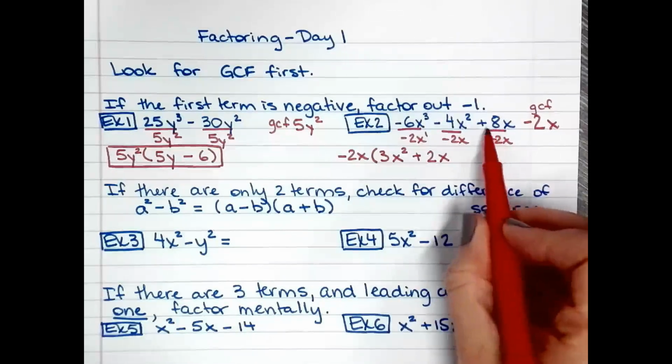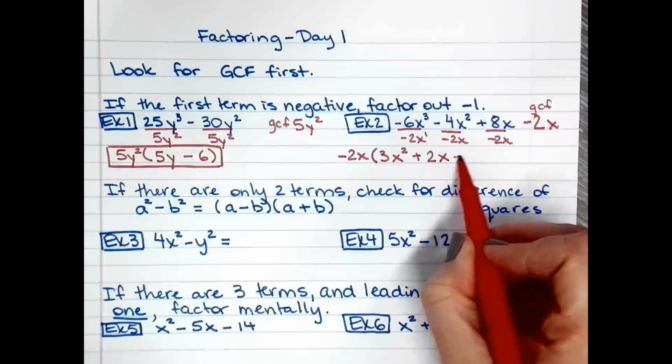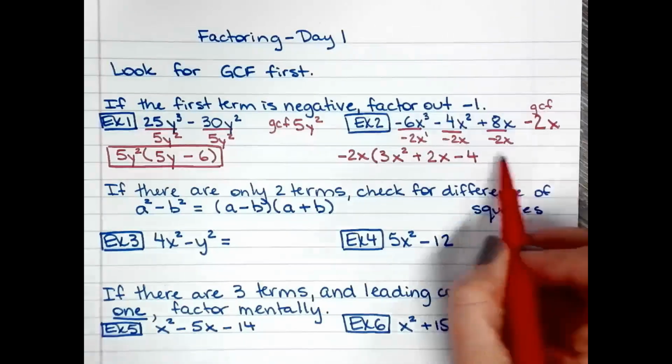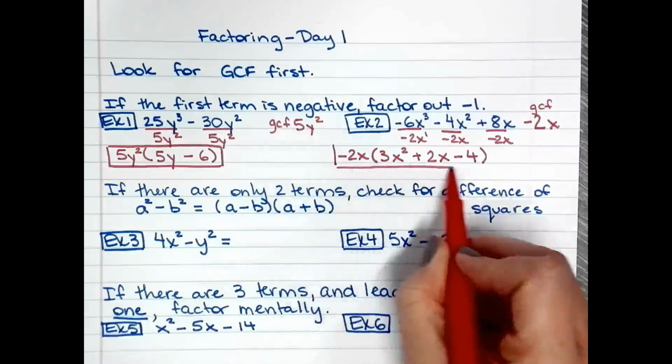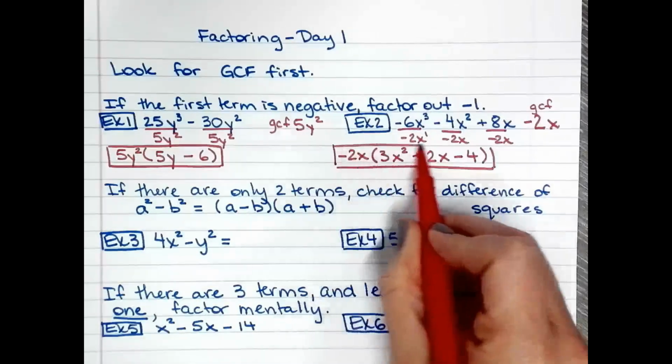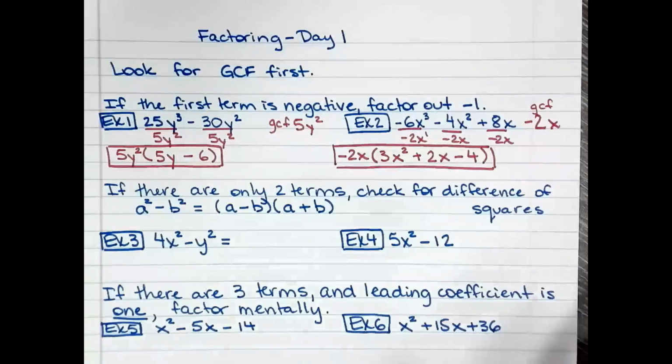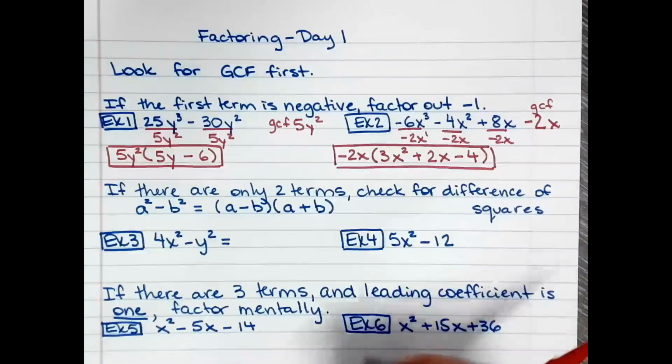X. Then 8 divided by -2, you get -4. X divided by x is 1. There's nothing else I can do here to keep factoring, so this is my final answer. As soon as I pull the GCF out, I'm already factoring.